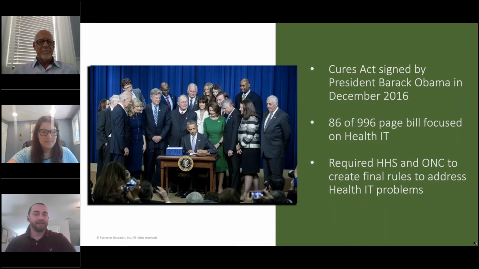So as you said, I'd like to just set the stage and give a brief overview of the Cures Act and what it means in terms of interoperability, information blocking, and the Health IT certification program.